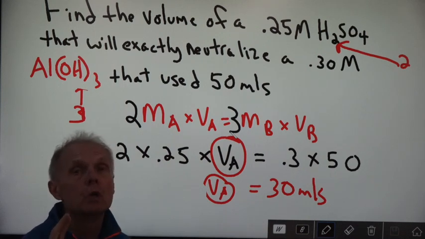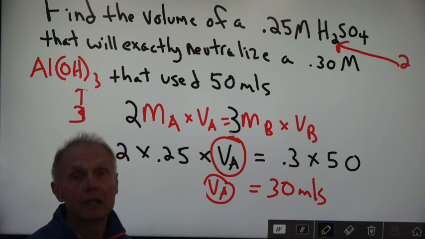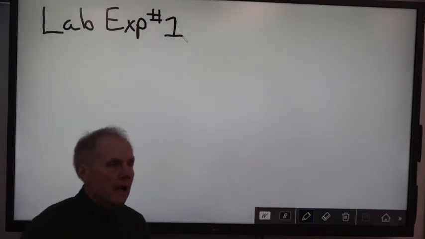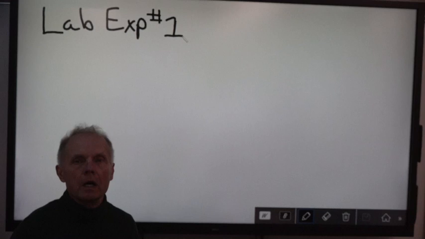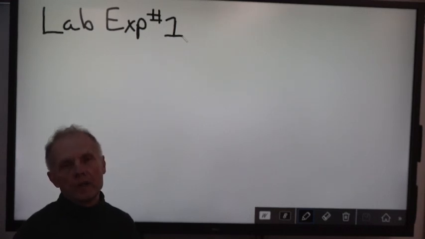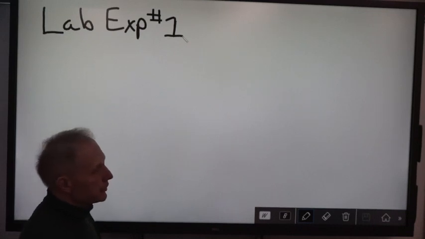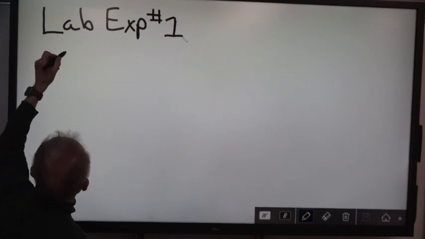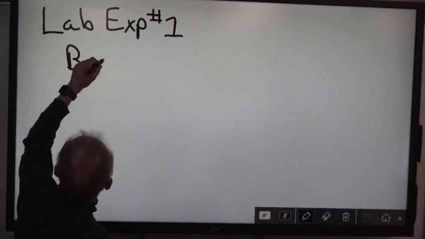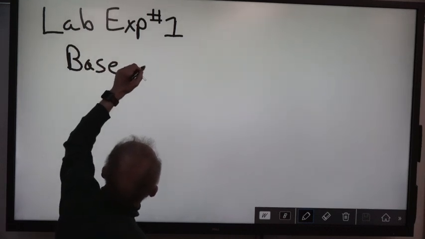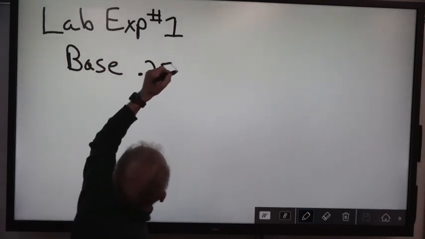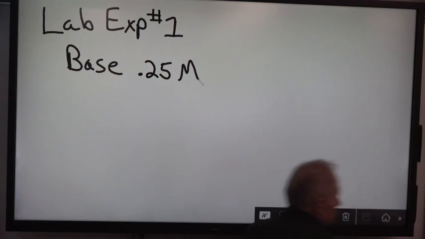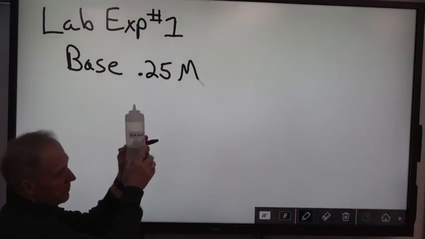Now we're going to do two examples that are labs. So this is our first lab experiment that we're actually going to do after the questions that we just did on titration. Okay? So here's what we have. And I'll show you in a minute. We have a base that is 0.25 molar. And that base is right here, 0.25 molar.